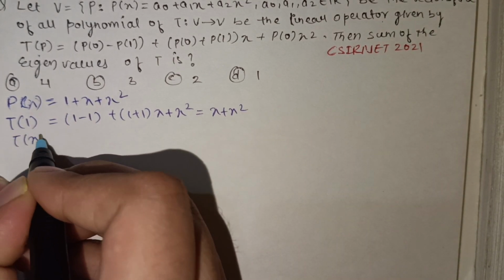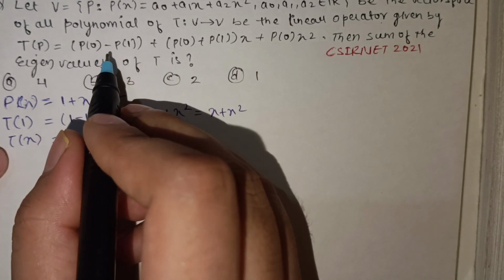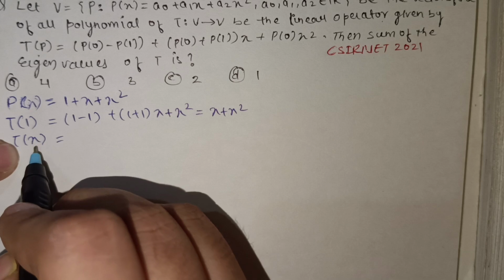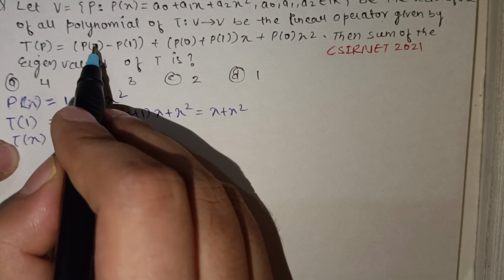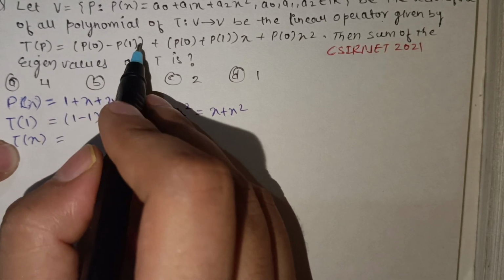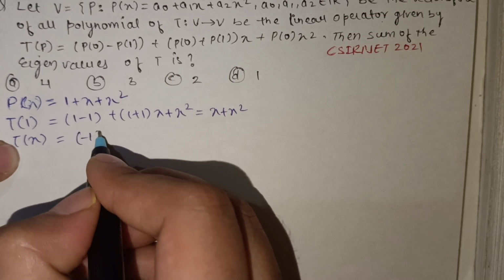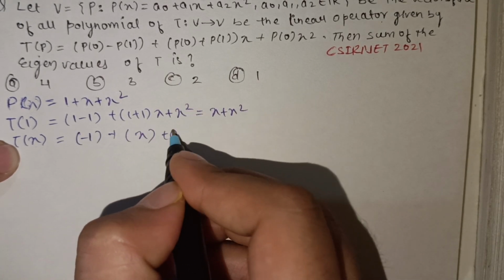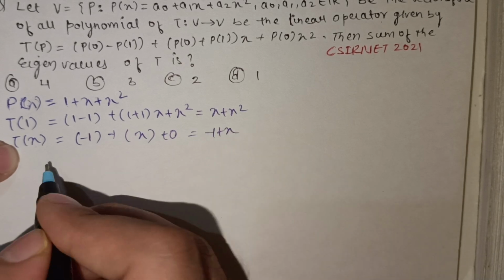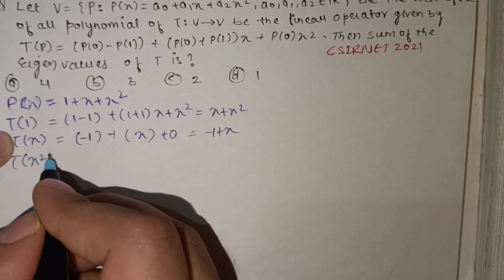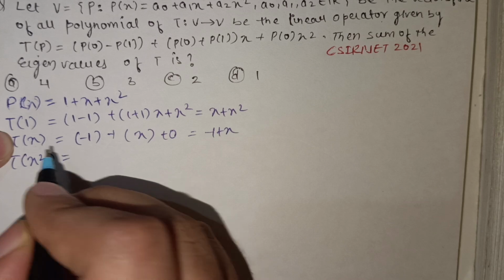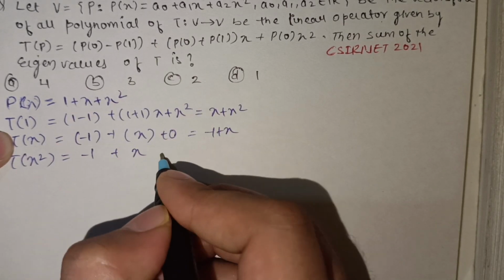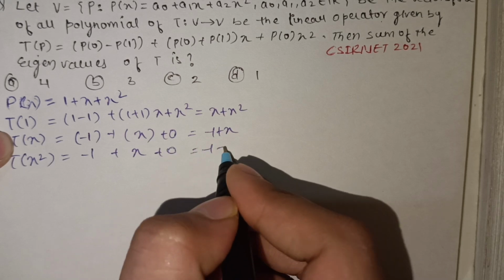Now we will take T of x, what do we get? If we put p(x) = x, if we put 0 in place of x, we get 0, and 1 in place of x, we get -1. Plus here also we get x, here also we get 0, so we get -1 + x. So if we take p(x) = x², we will put here and get -1 + x + 0, which is equal to -1 + x.